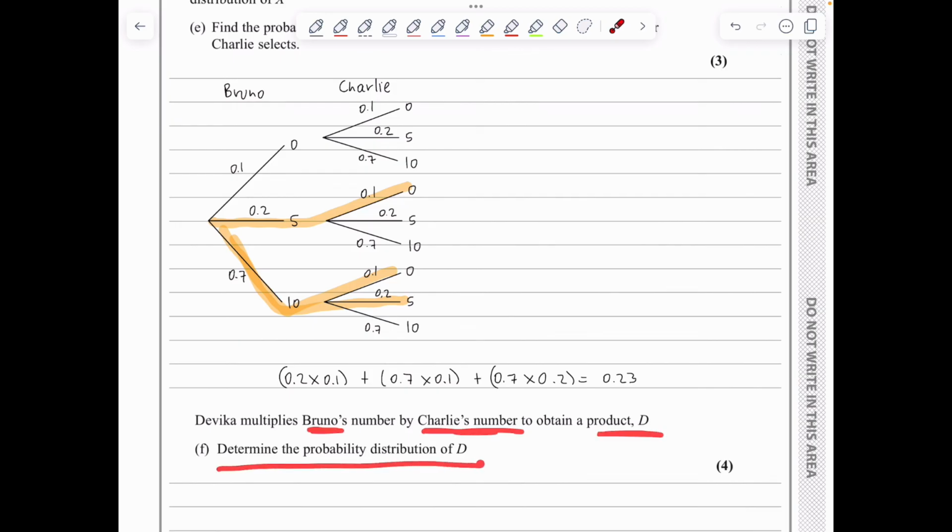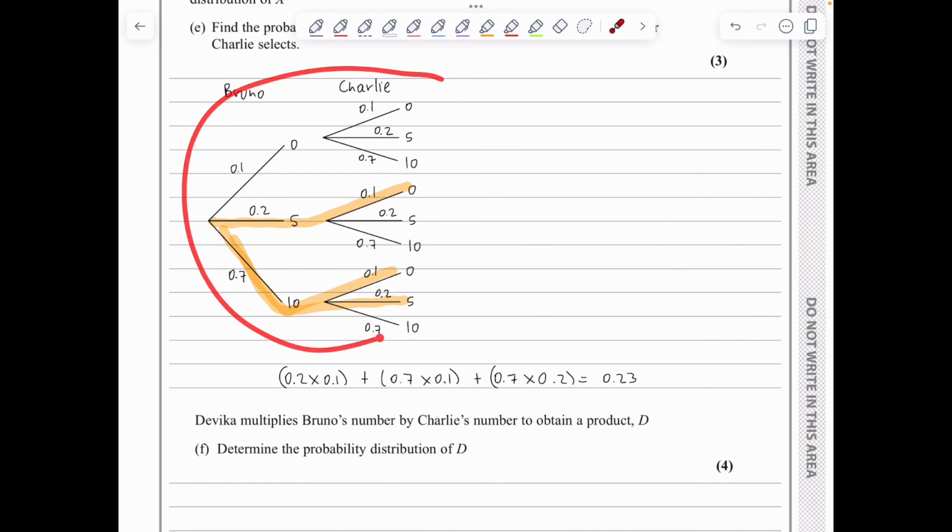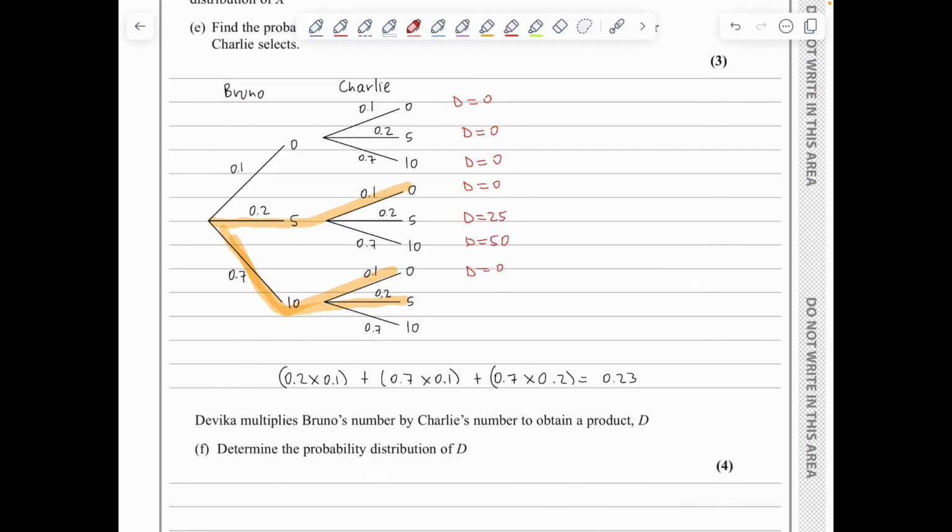Well, I will revisit my tree diagram here and determine the corresponding values for D. So when they both pick 0, it's going to be a product of 0. And obviously, if Bruno selected 0, then whatever Charlie selected will give me a product of 0. The 5-0 scenario is giving me D is 0. Then I've got D is 25. Then D is 50. Then D is 0, D is 50, and D is 100. So I will proceed in finding the associated probabilities for each possible value for D.